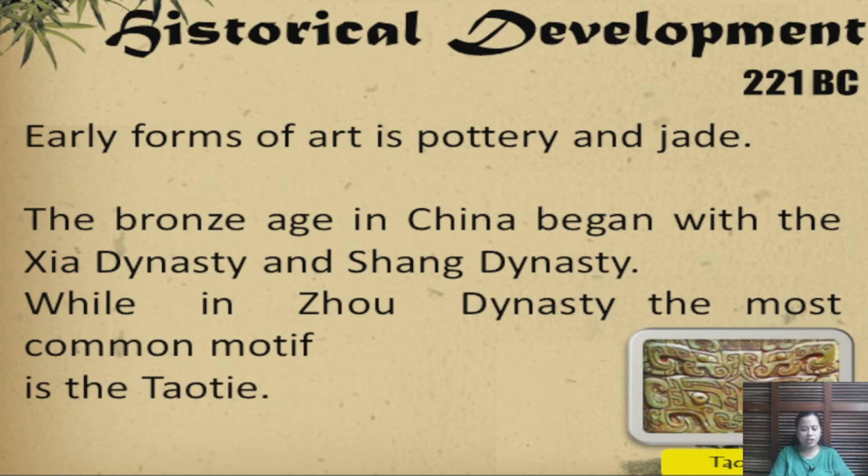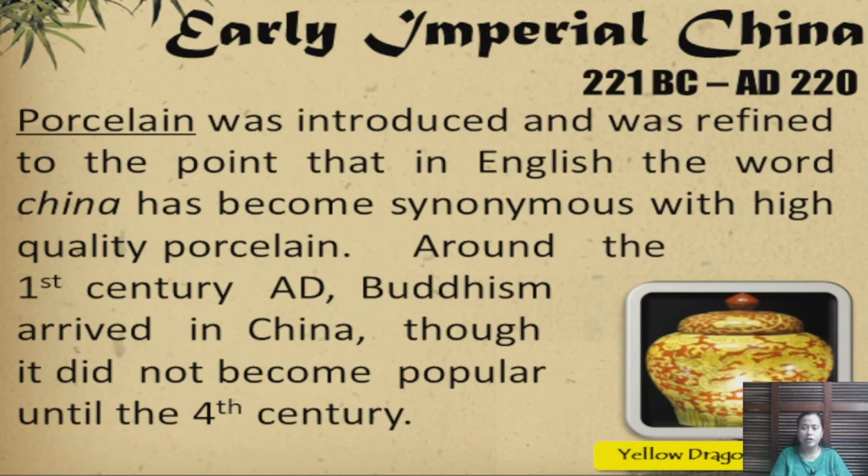It is an ancient Chinese mythological creature and is known to be one of the four evil creatures of the world. In early imperial China, porcelain was introduced and was refined to the point that in English the word china has become synonymous with high-quality porcelain. Around the 4th century AD, Buddhism arrived in China, though did not become popular until later.